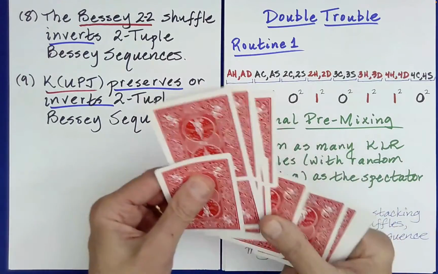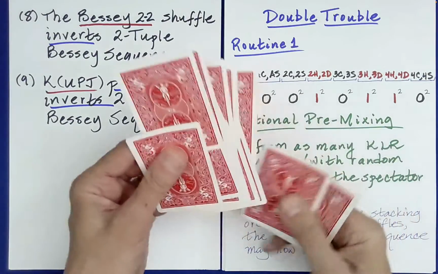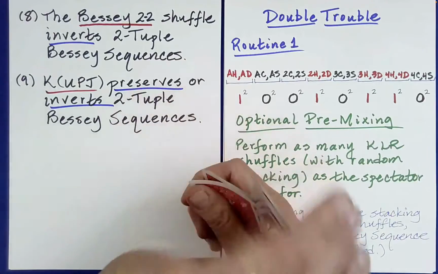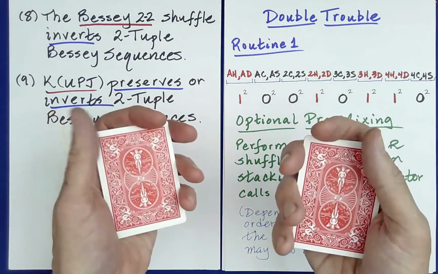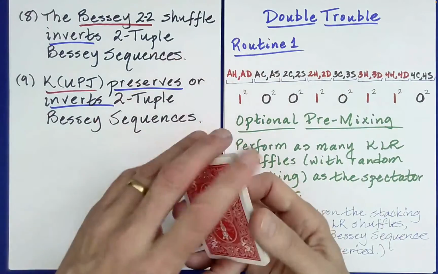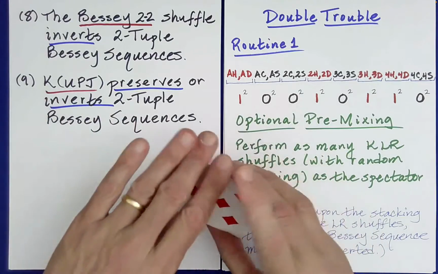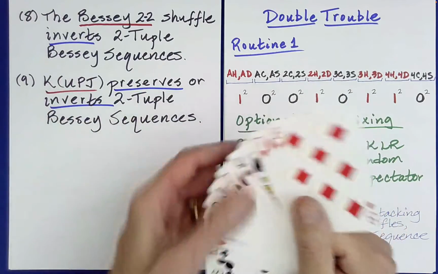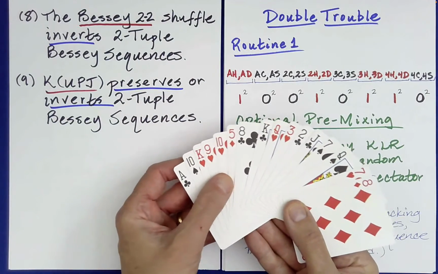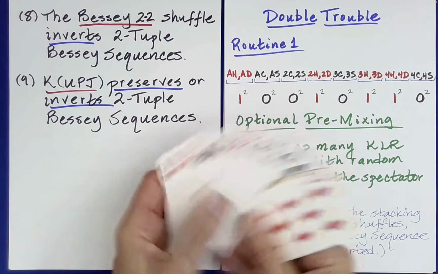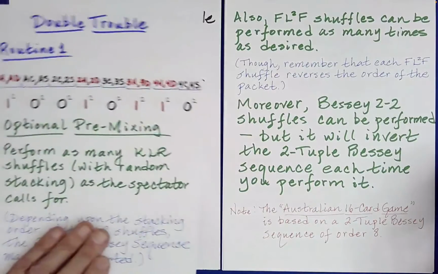So this is where you push forward the cards in the even positions, 2, 4, 6, 8, and so forth. Strip those out with random stacking. Isn't that wonderful? So the spectator can say, I want the right on left. Very good. Okay. So depending on whether you stack left on right or right on left, it will invert it. But we still have, of course, a two-tuple Bessey sequence of order 8. So nothing's been harmed. Okay. So let's go on to the next page here.